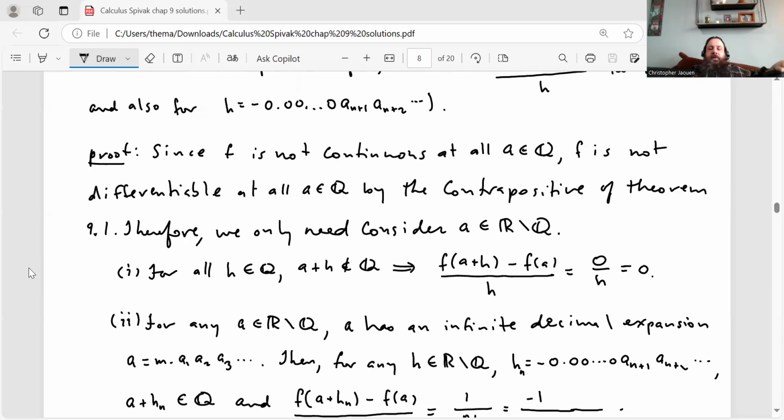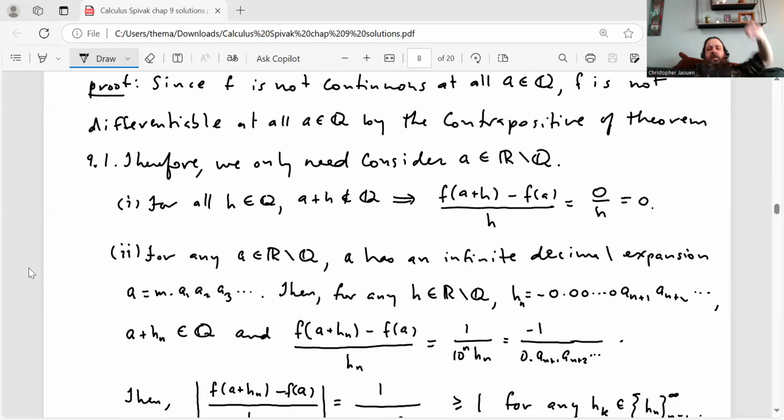Therefore, we only need to consider a irrational. Okay, there's a couple cases. Case 1, for all h rational, a plus h is not rational, so f of a plus h minus f of a over h is 0 over h. Actually, I could say this: the 0 over h, for h not 0, is always 0. And then obviously this goes to 0 as h goes to 0.